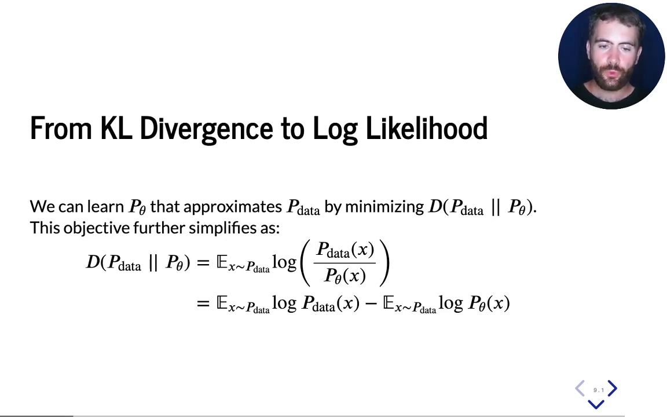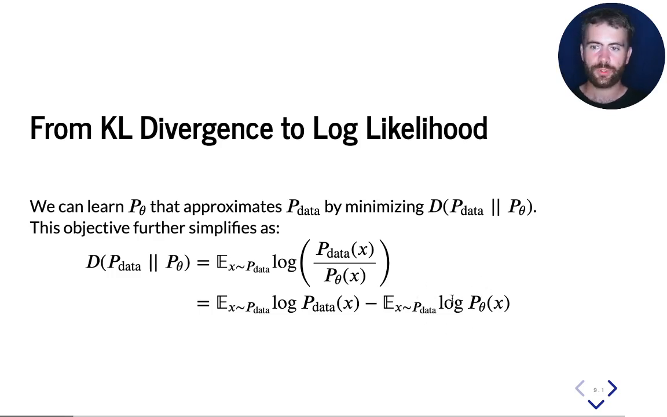If we were to use the Kullback-Leibler divergence to approximate the data distribution with our model, we would be optimizing an objective of the following form. Here I'm using the definition of the Kullback-Leibler divergence in the first line, and then I expand the log in the second line. You may notice that the first term depends only on the data distribution. It does not depend on our model, and therefore we're only interested in the second term, which is the log likelihood that we have seen before.